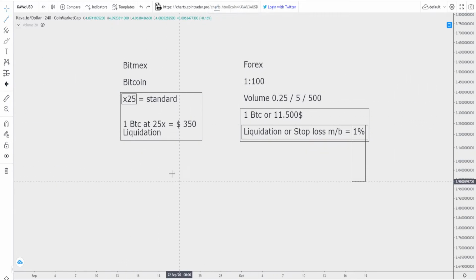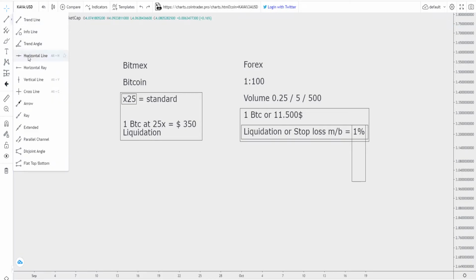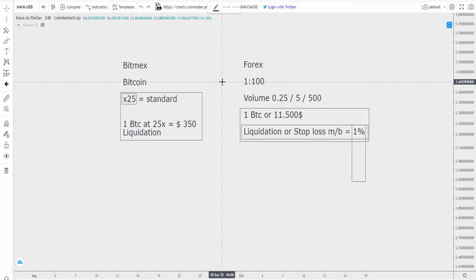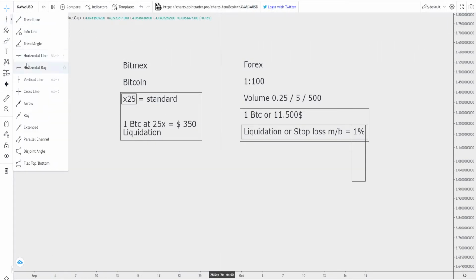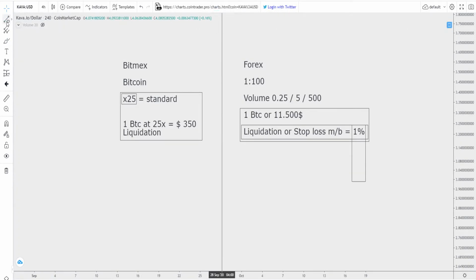Let's start with BitMEX. Just one moment, please. My new mouse will arrive soon. This one is not the best, not the worst.